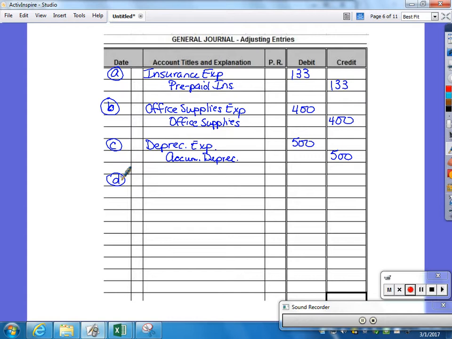Letter D, employees earn $420 of unpaid and unrecorded salaries at the end of the month. So what's the adjusting entry for this? Debit to salaries expense and credit to salary payable for 420. Yeah.